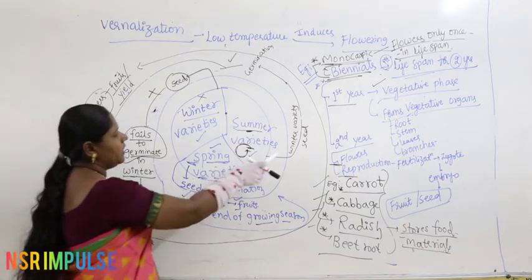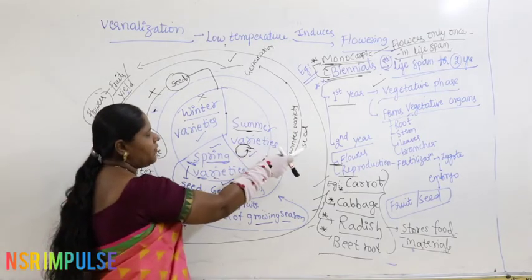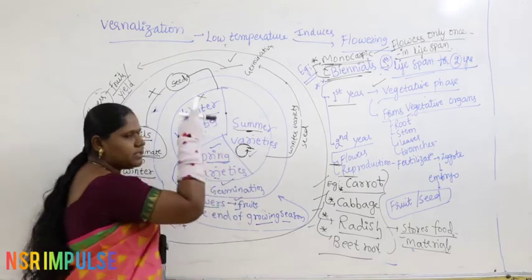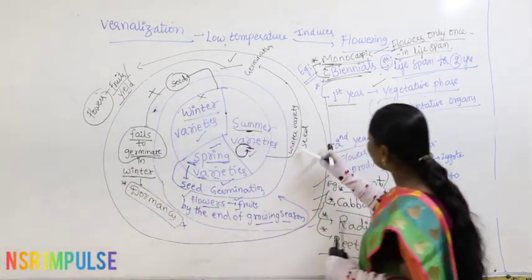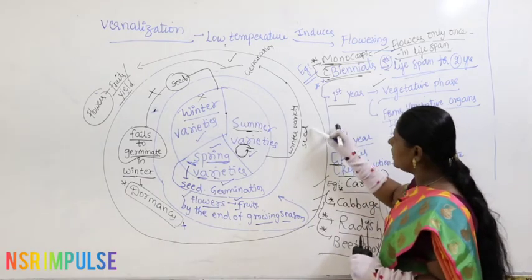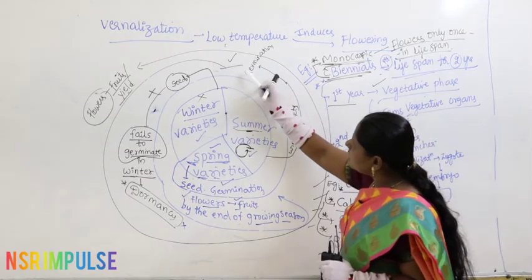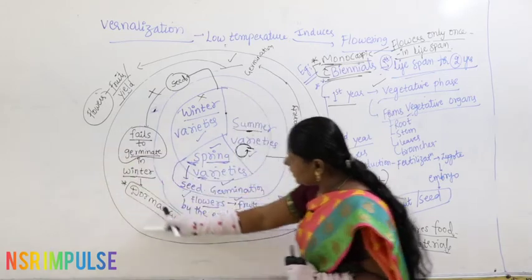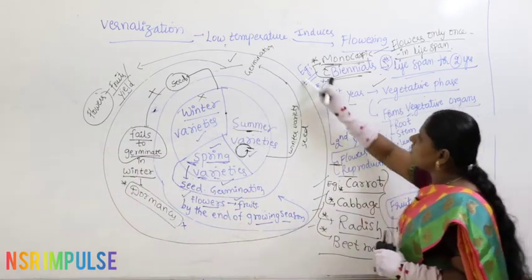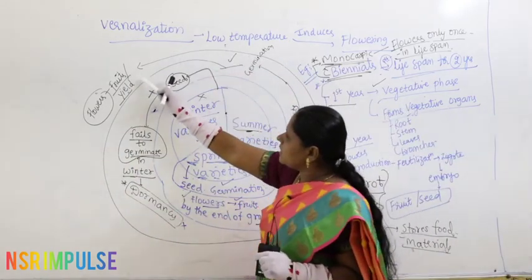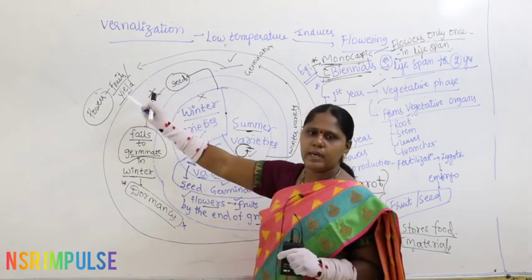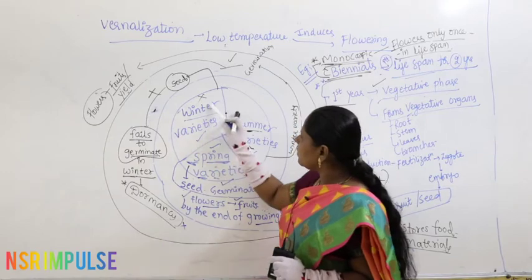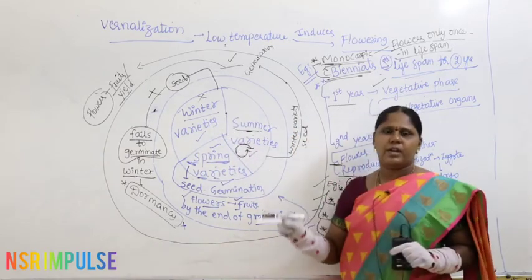We have to plant the winter variety seed in summer season. Then what happens? In summer season, when you place the winter variety seed, it will undergo germination and wait for the next 1 year. By the end of next year, in winter season, flowers, fruits or yield will come. So, this is nothing but what we call winter variety.